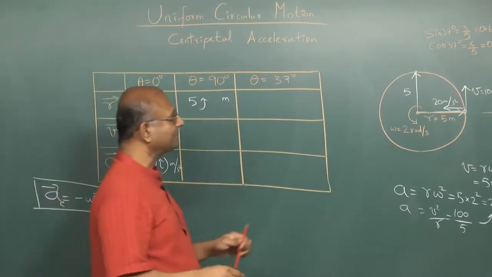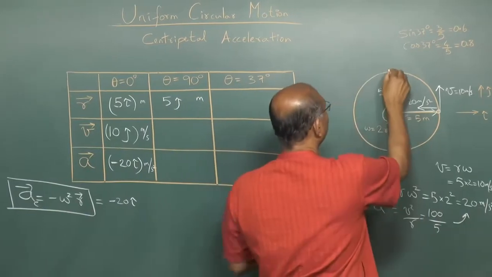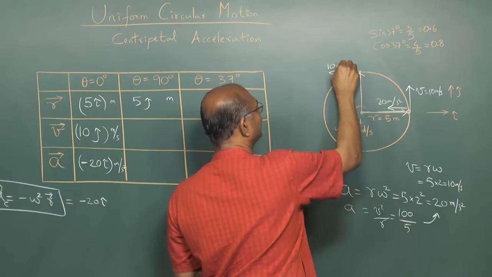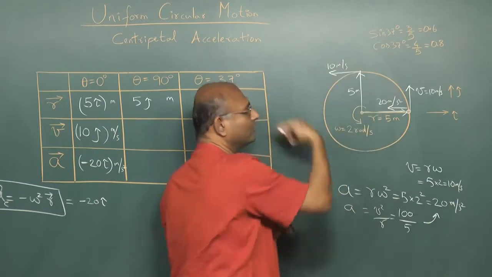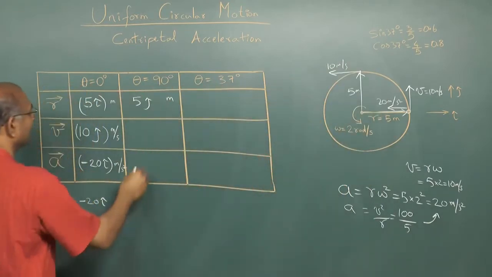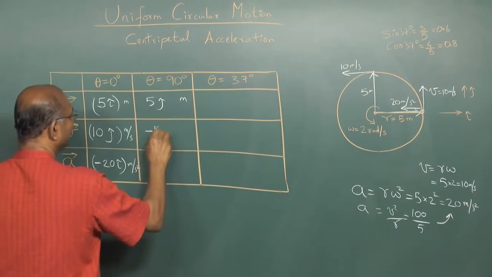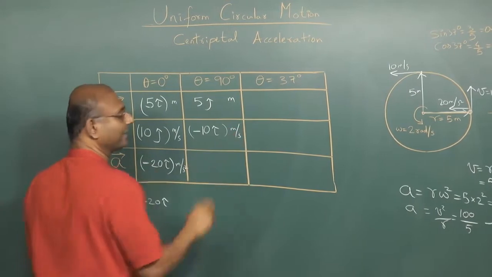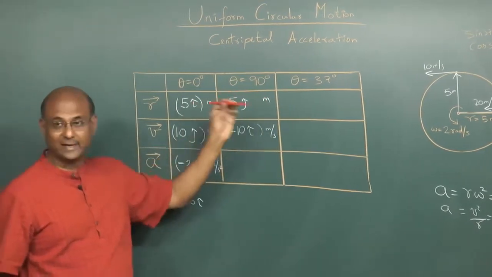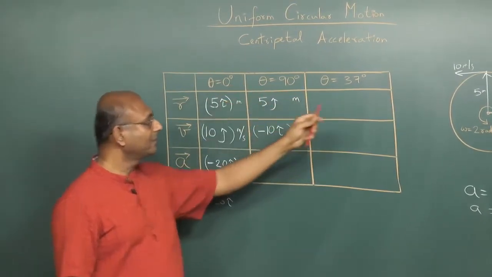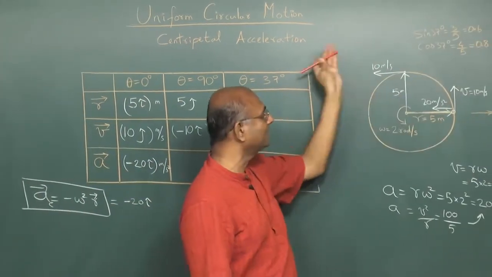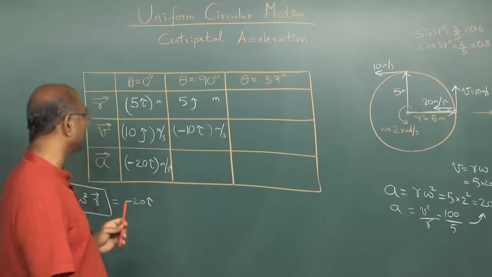And what about the velocity vector? The velocity vector is now going to be in this direction. It has the same magnitude, 10 meters per second, and it is going to be in the minus i direction. So this is minus 10 i cap meters per second. Remember that it is minus 10 i cap, not 10 i cap. You could have had 10 i cap, but then that means it's going in the clockwise direction, whereas this is clearly saying that it's anti-clockwise.